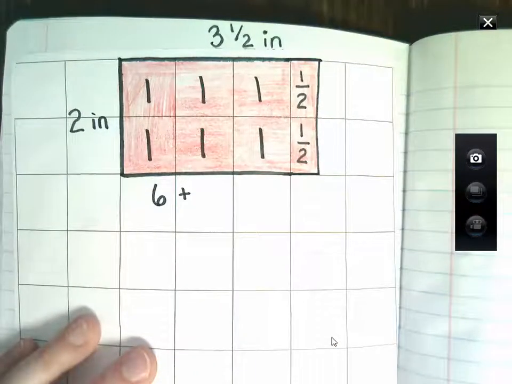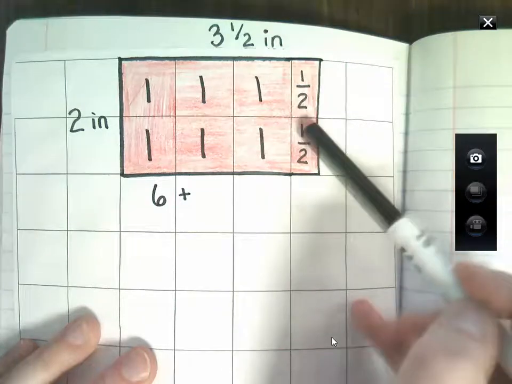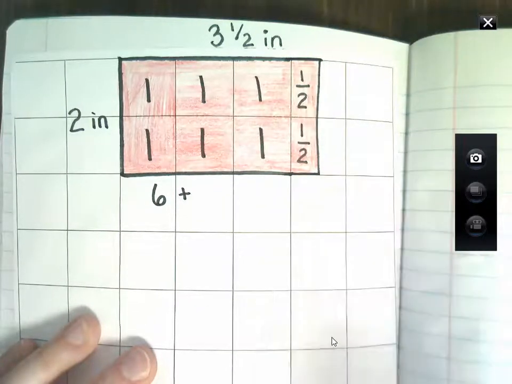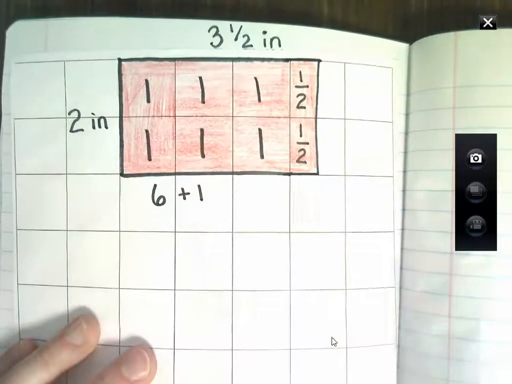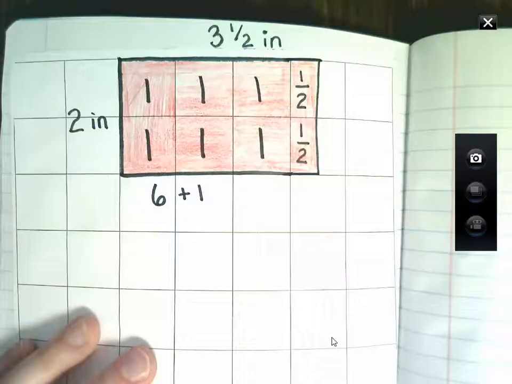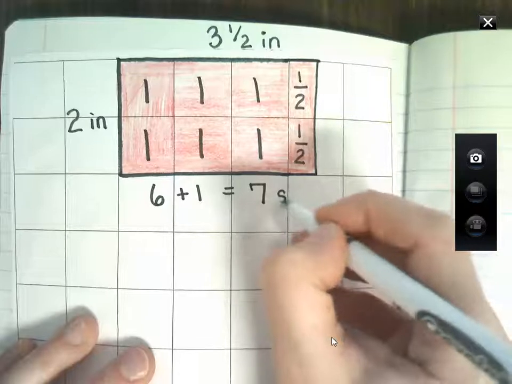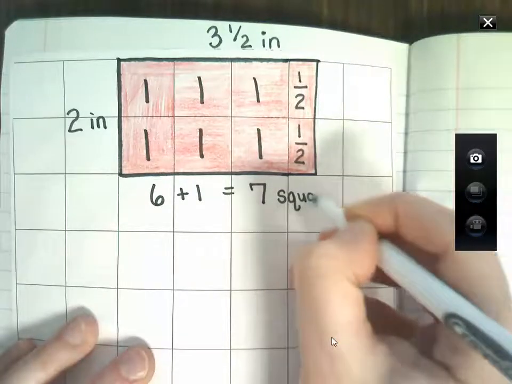Okay, what else do you see? 2 halves. What do we know about 2 halves? Okay, 2 halves equal a whole. So could I just do 6 plus 1 more? What would that be? 7. Our area is 7 square inches.